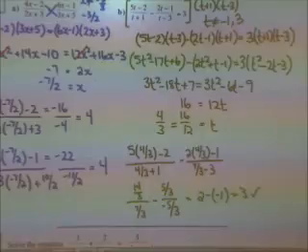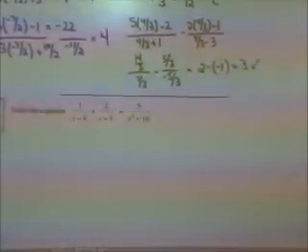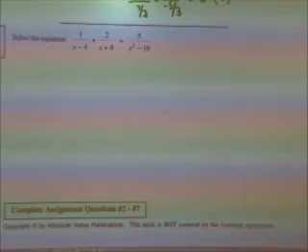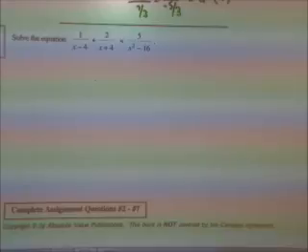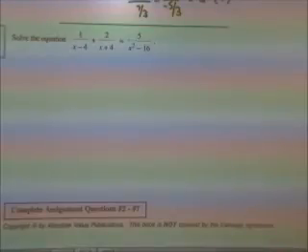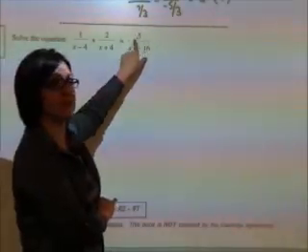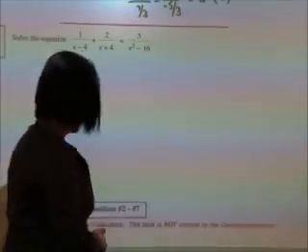Okay, the last question makes you think everything is going good, and then we throw a wrench into things. Where's the wrench? When you look at the denominators, what do you notice? There's a difference of squares. I have a denominator that can be factored. Factor it first.